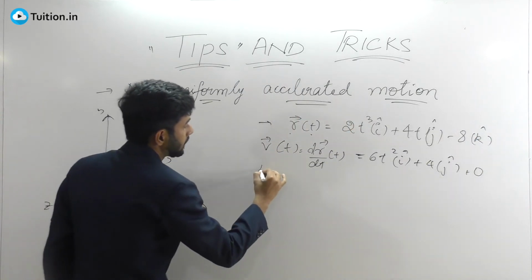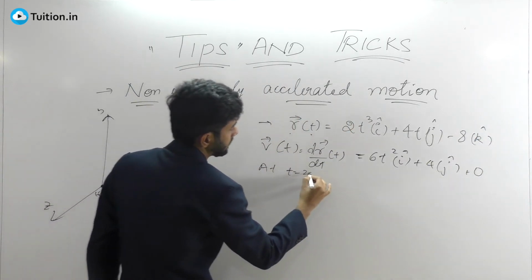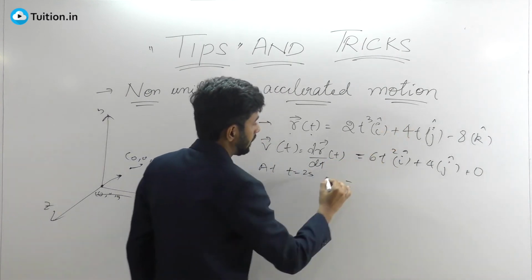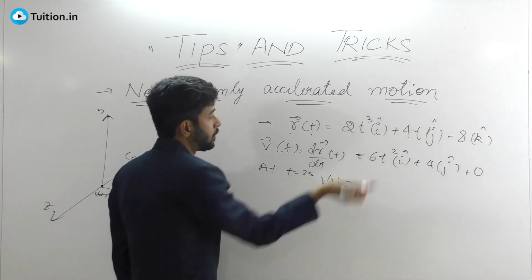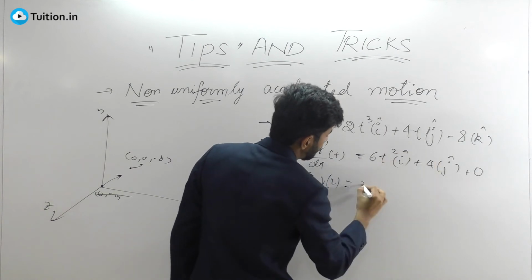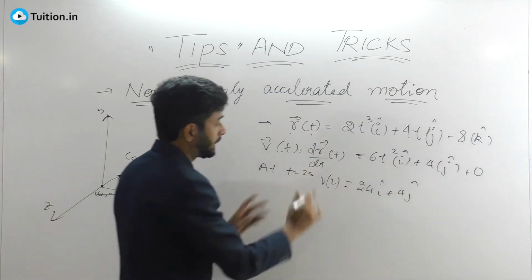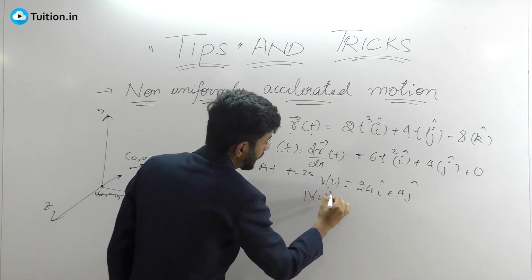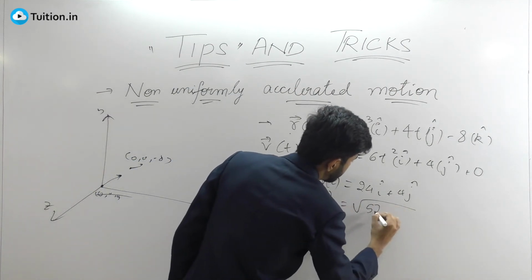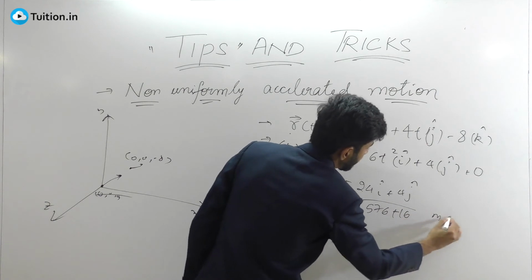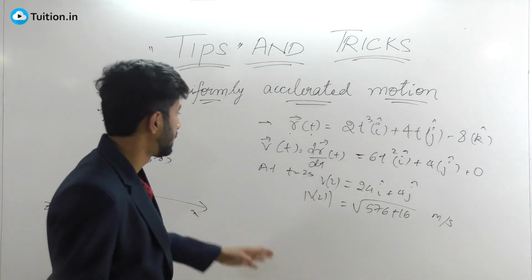And if I ask you what is the velocity at some t equals 2 seconds, right, how will you get it? You just put t equal to 2 here, you will have 6 into 4, 24 i cap plus 4 j cap. And if you need the magnitude of velocity at t equal to 2, you will take the magnitude of this vector, you will have a square root of 576 plus 16 meter per second, that will be your velocity vector magnitude.